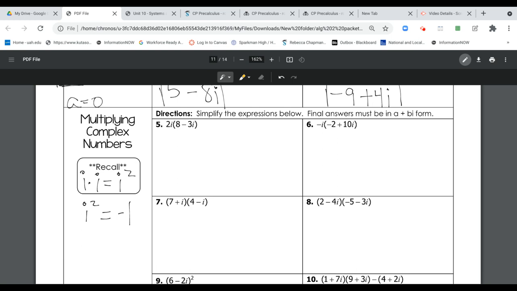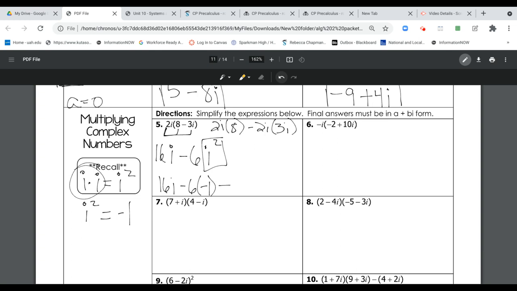So what we're going to do is distribute and FOIL with imaginary units. You do this just the same way you would if that were 2x times 8 minus 3x. So we're going to distribute: 2i times 8 is 16i. Then I'm going to multiply the 2i times the -3i. That gives me -6i squared, because an i times an i is an i squared. Now, every i squared becomes a -1. So that's -6 times -1, and that would turn into +6 plus 16i.